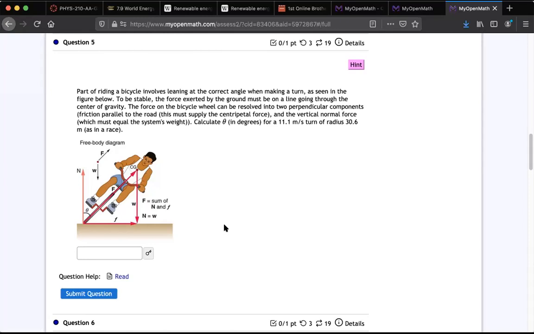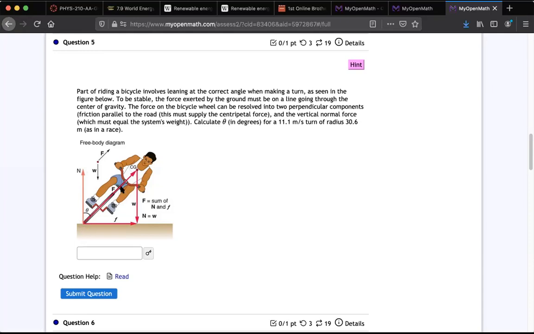So the force must be on a line going through the center of gravity, right? So this center of gravity here is also the barycenter. Remember when we looked at the planets and they're orbiting the barycenter? It turns out you and I, everything has a barycenter. For this guy, it looks like it's around where his heart is. So the force exerted by the ground must be on a line going through the barycenter of the person.